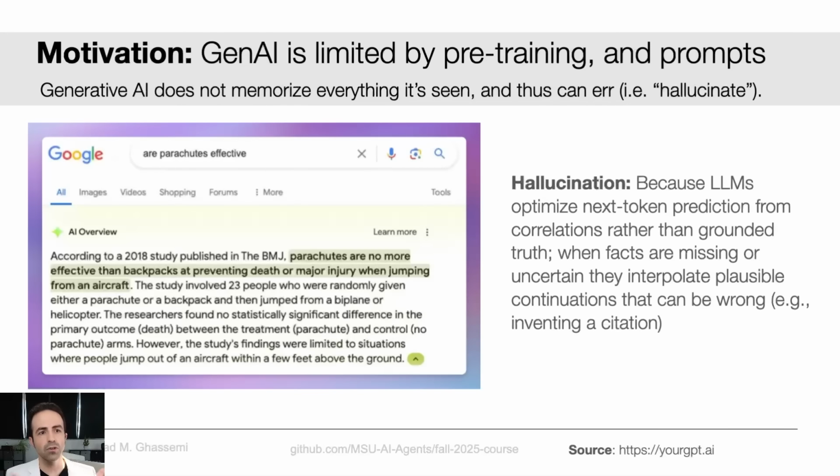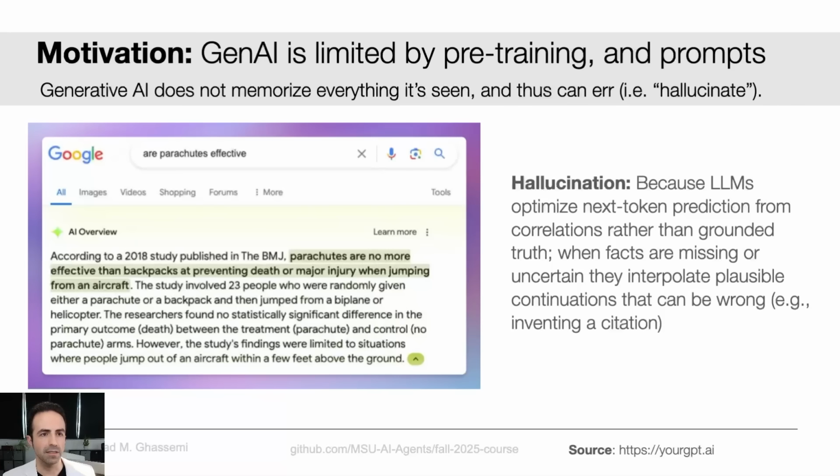Now, even if they could see everything, they still wouldn't be able to answer everything. There is a phenomenon which I'm very sure if you've played with an LLM you're aware of, that's called hallucination, which is an LLM making a mistake even if it had relevant context within its training data set.